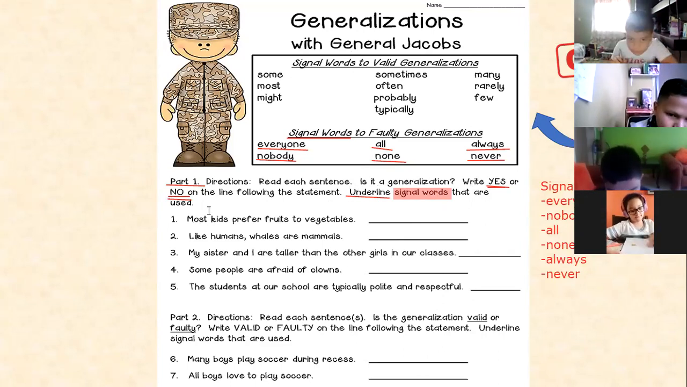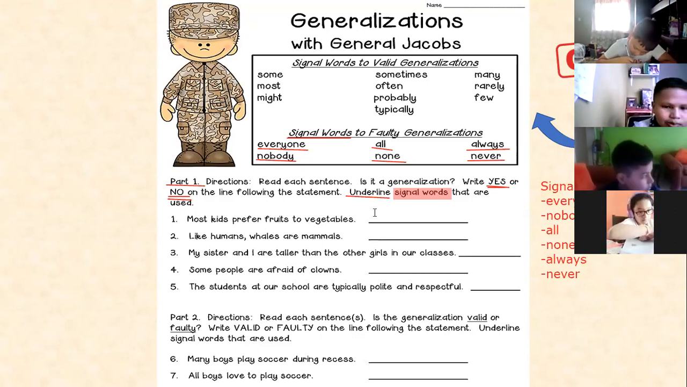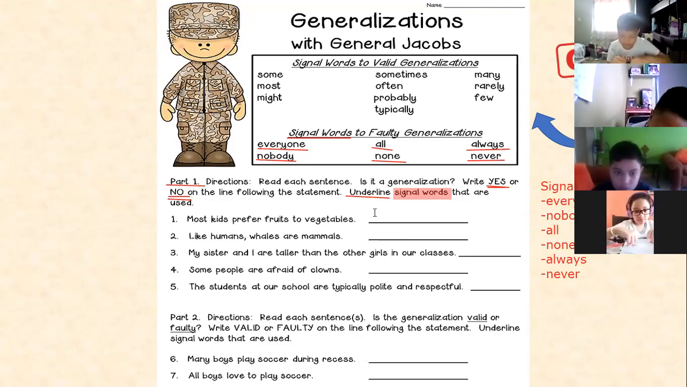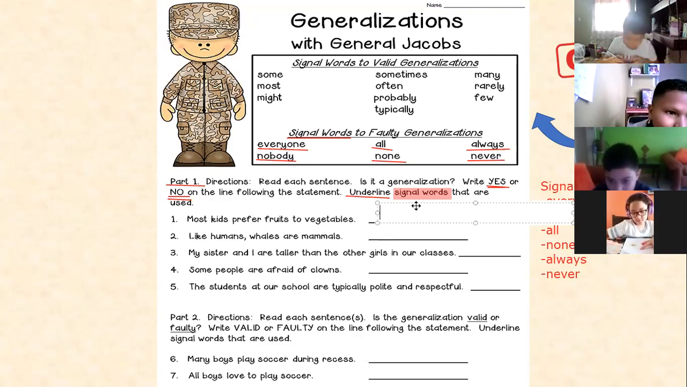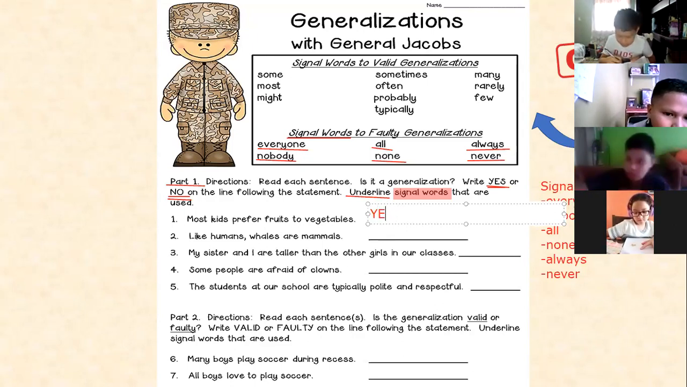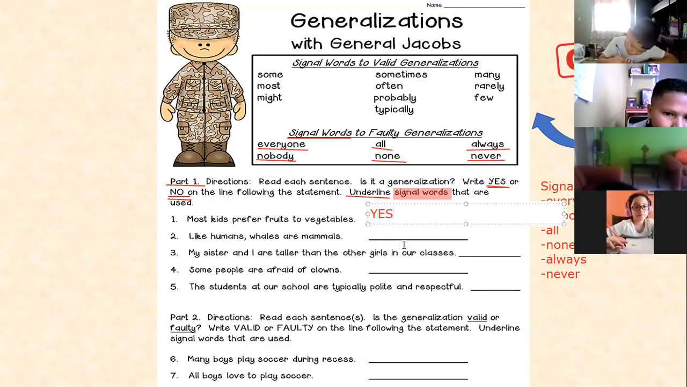Number one: most kids prefer fruits to vegetables. This sentence is talking in a general way, because it didn't say Adriana prefers fruits to vegetables. If I use a name, I am not talking in a general way about kids. I am talking just about Adriana, so it's not a generalization. Because this sentence could be applied to all kids, is it a generalization? Yes, it is. And what is the signal word we can observe here?